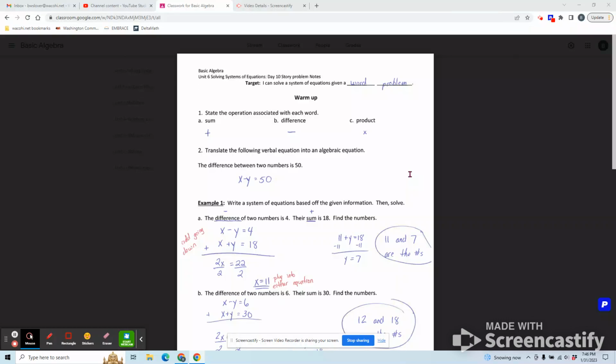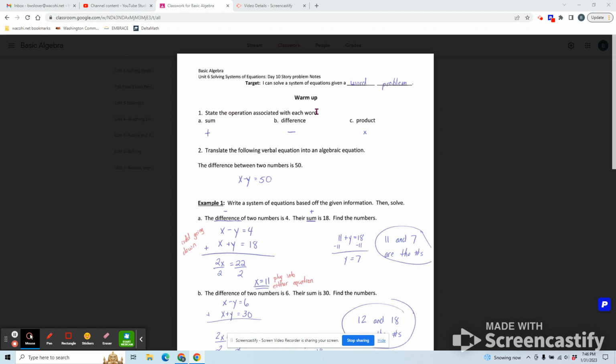Slover's Math. Today we're focusing on story problems, but story problems that require a systems of equations to solve. So we got a warm up to get us thinking about things. State the operation associated with each word.